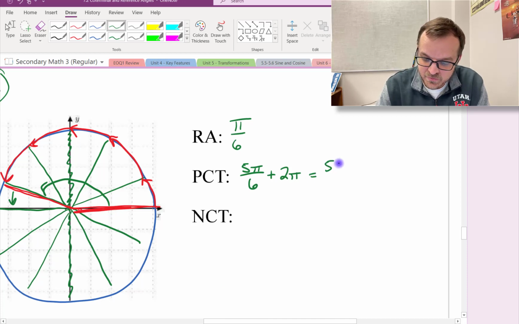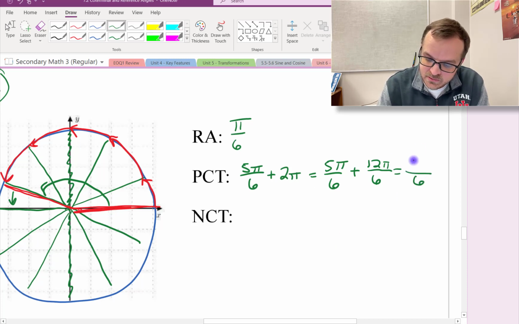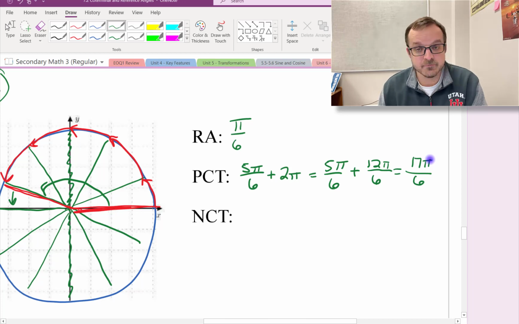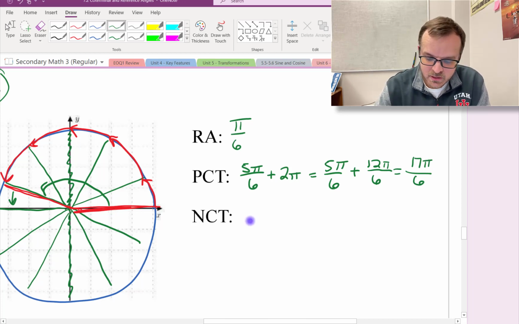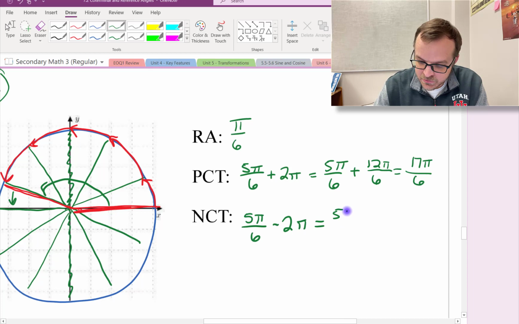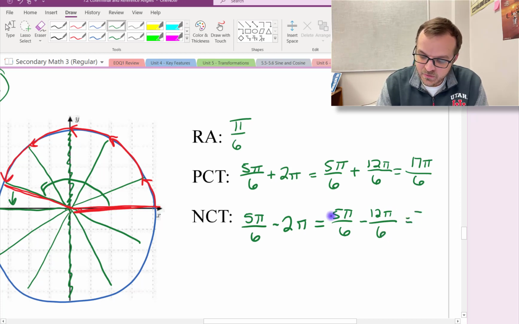This is the same thing as 5 pi over 6 plus, we're going to take 2 pi and write that as 12 over 6, because 12 over 6 is 2 pi, and because my denominators are the same, I can add my numerators and get 17 pi over 6. Okay? For your negative coterminal, you can do 5 pi over 6 minus your 2 pi, and do the same conversion here. That would just be minus 12 pi over 6, right? 5 minus 12 is a negative 7 pi over 6.